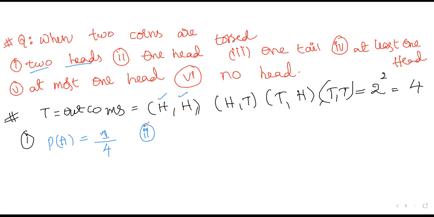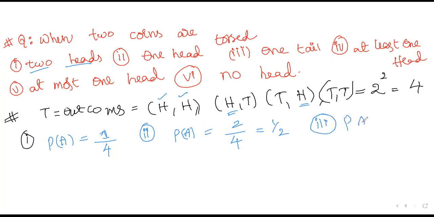Then again second question is one head. One head means if you observe here, that is one head, and here also one head. So the probability P of A is equal to 1 out of total outcomes. How many one heads are there? Only 2 possibilities are there. Then what is the probability here? 1 out of 2.